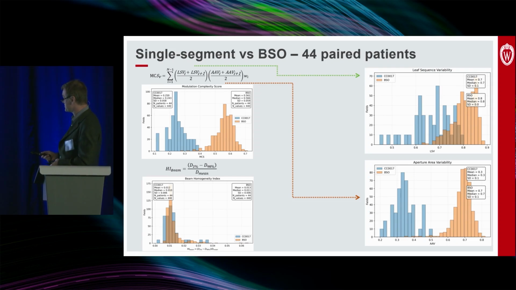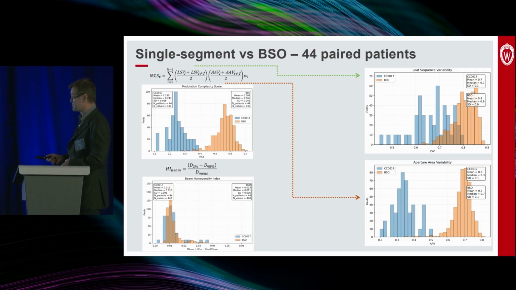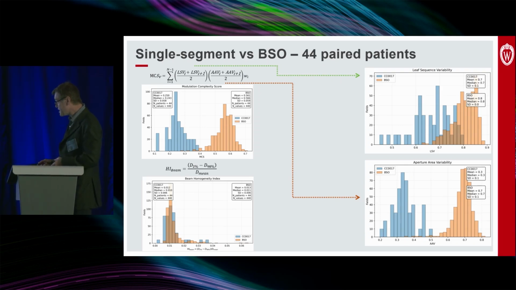This is the perimeter term here, the leaf sequence variability. You can see that again, similar story in terms of the beam-specific optimization. It's not particularly modulated, but obviously the main term that is dominating the Masi analysis here, the modulation complexity score, is really the aperture variability, where small apertures are being used relative to the mean aperture in the single arc solution.